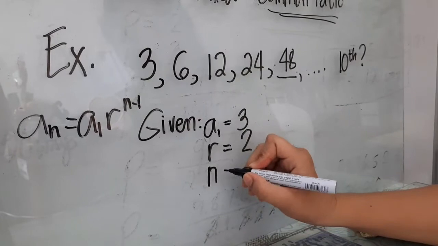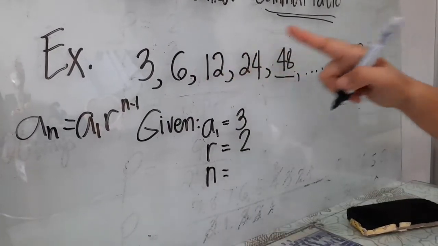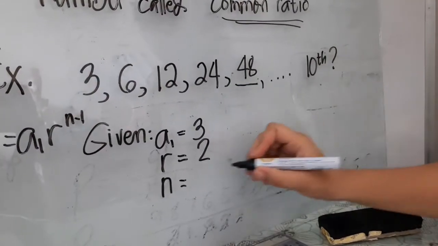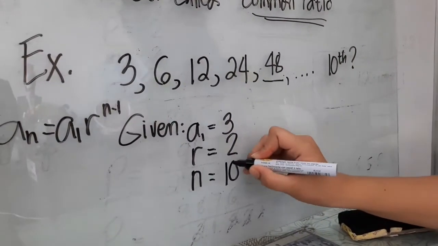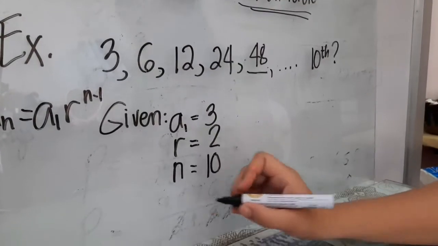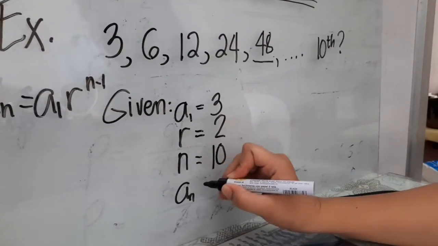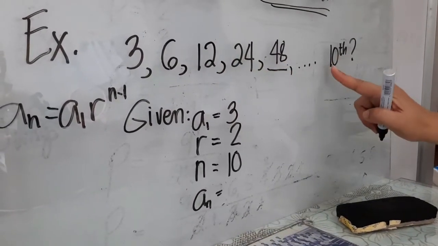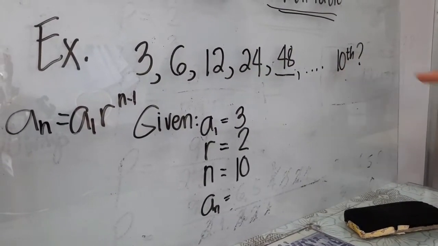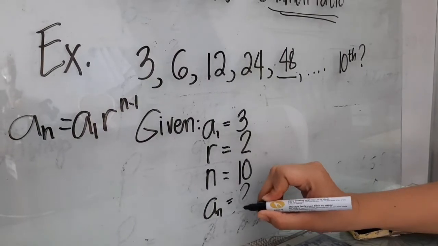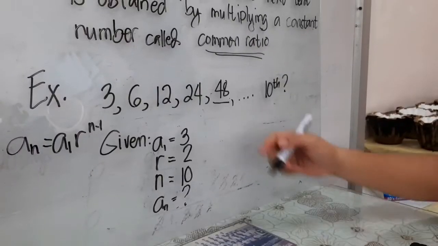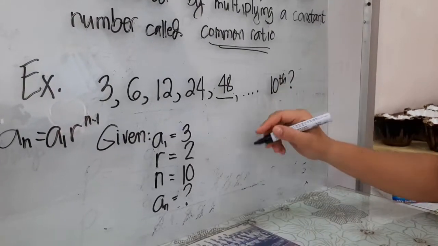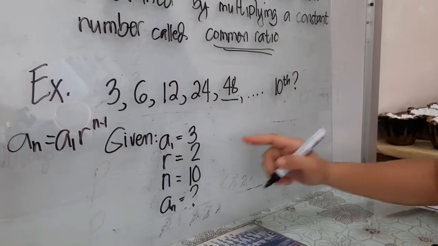And n here refers to the number of terms. Since we are asked to find the 10th term, therefore, our n here is equals to 10. And a sub n, that refers to the last term, we don't know yet what is our last term because we still have to find for the 10th term. So that will be question mark. With this given, then we are now ready to solve for the 10th term of our geometric sequence.